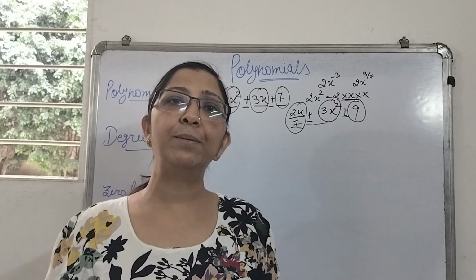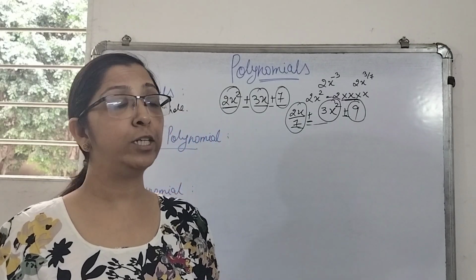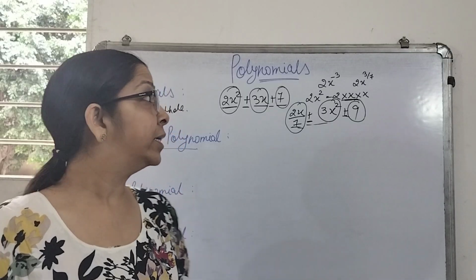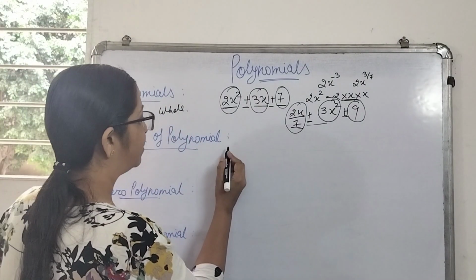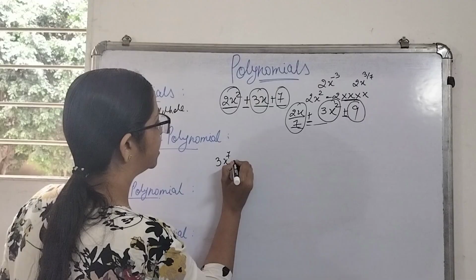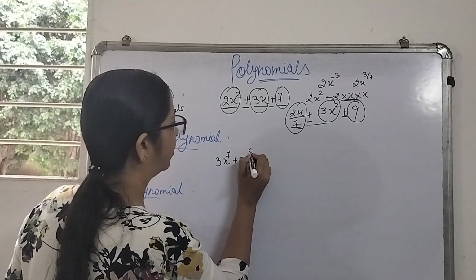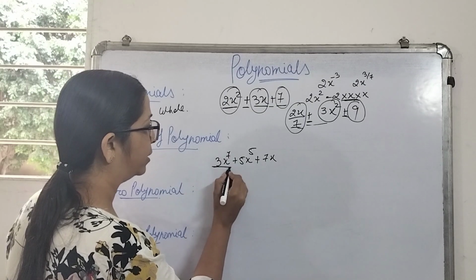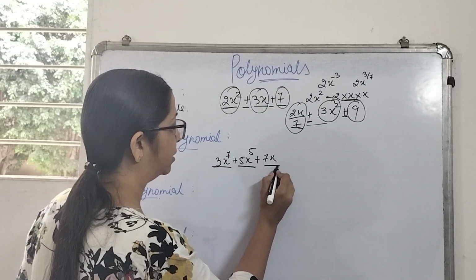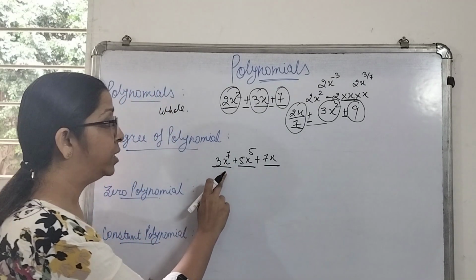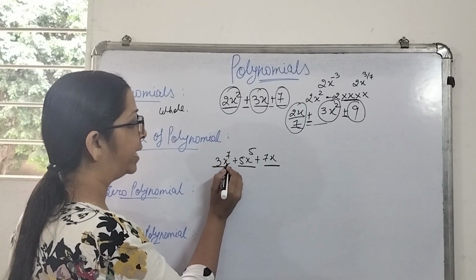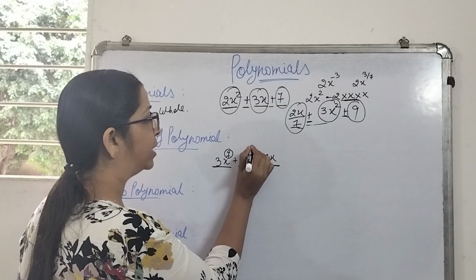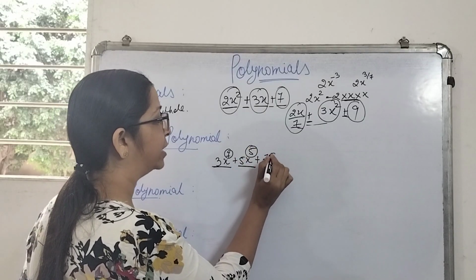Whatever is the maximum power, the maximum exponent of the variable in the polynomial, is the degree of the polynomial. Like if I say 3x raised to the power 7 plus 5x raised to the power 5 plus 7x, here three terms are there. This is one term, this is another term, this is a third term. In the first term, the power of the variable x is 7. In the second term, the exponent of the variable is 5. In the third term, it is 1.